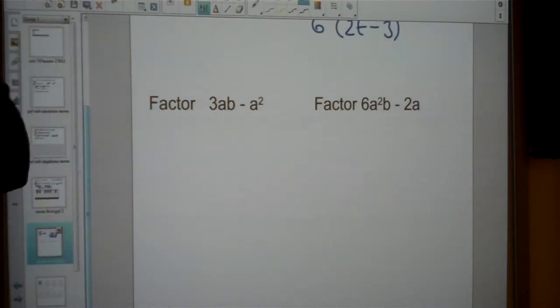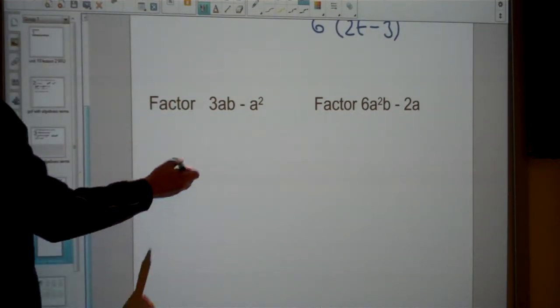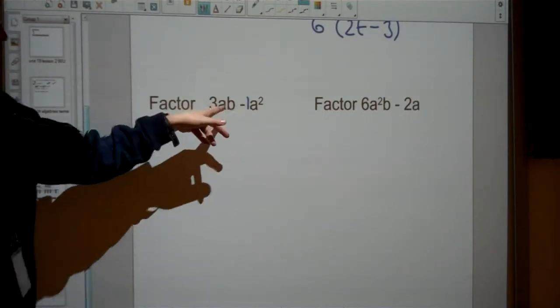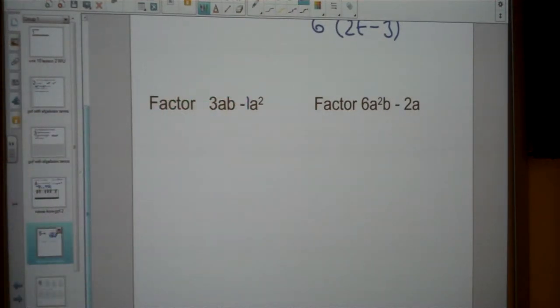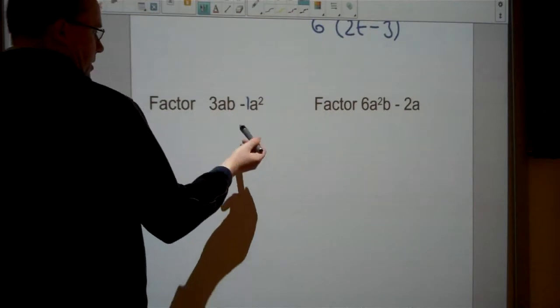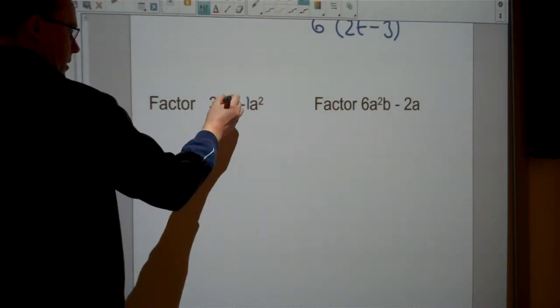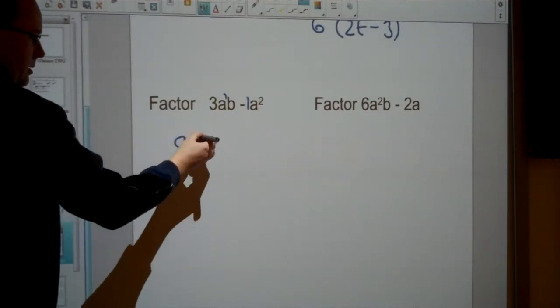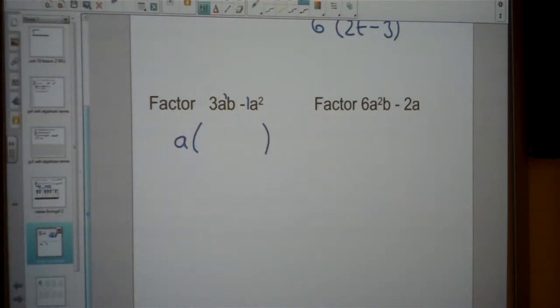Now a couple more with some extra letters. For this one, I could put 1 at the start if that helps us. And there is no GCF for 3 and 1, it's just 1, which is no use to us. So I'm looking for letters that are the same. Well, I can see that there's an A on here. I've got A to the 1, and I've got A to the 2. So I go with the one with the lowest power. It's just going to be A.